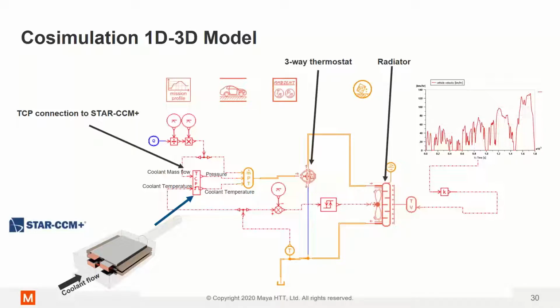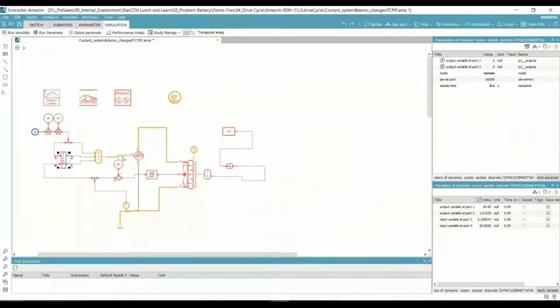Amesim will represent the entire cooling system. It will provide the temperature and mass flow boundary conditions at the inlet of the battery pack. Whereas our 3D CFD solution will calculate the heat flux from the pack into the coolant and provide the coolant outlet pressure and temperature to Amesim. So let's jump into the model.